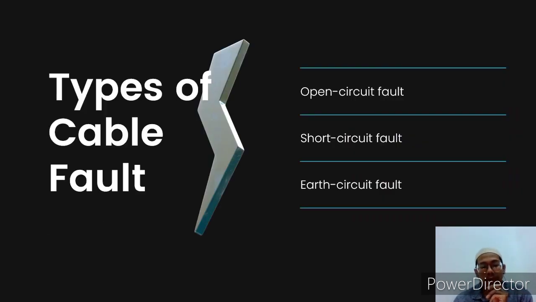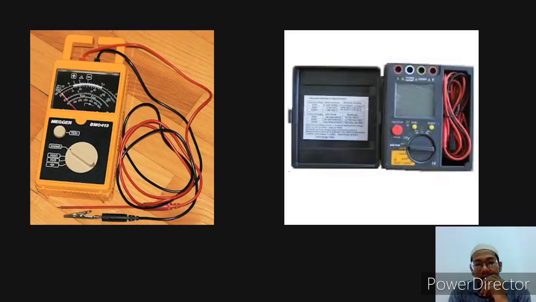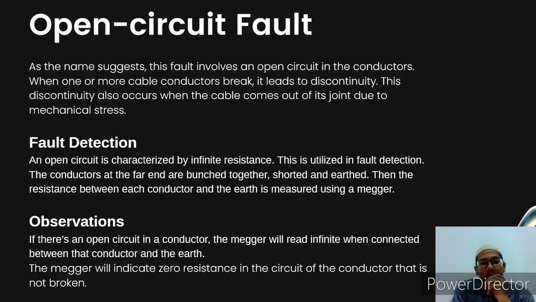So for the introduction, there are three types of cable faults, which is the open circuit fault, short circuit fault, and earth fault. So this is the example of the megger insulation tester, which is used to detect the fault in the cable. So the first one, we are going to the open circuit fault.